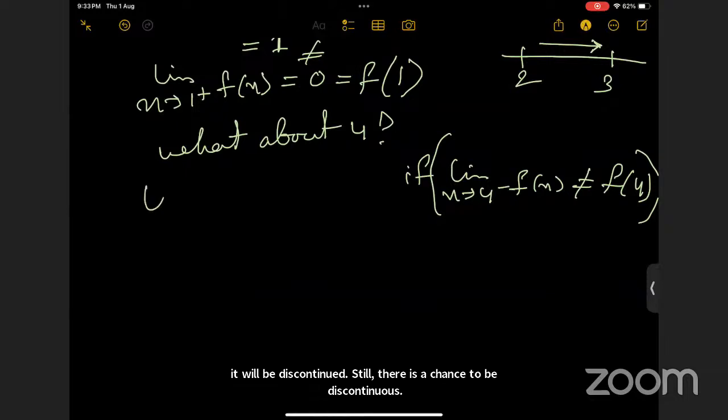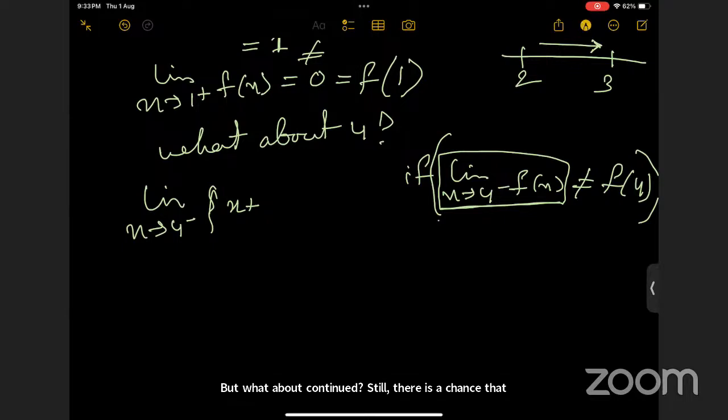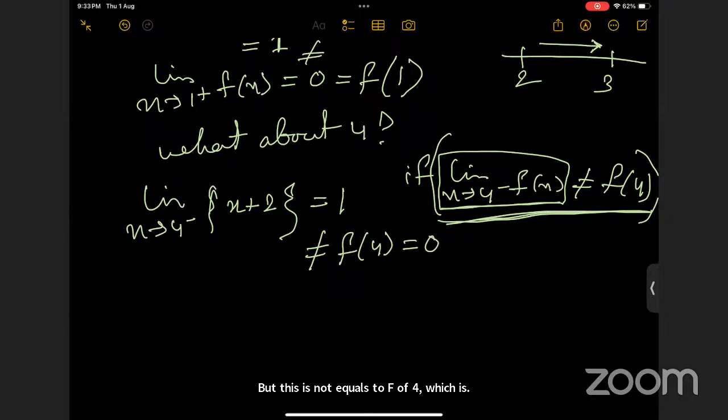Still there is a chance to be discontinuous, because we put exactly 4 in f(x). We will only consider 4 minus, because 4 plus is out of our domain. So the limit exists, but what about continuity? Still there is a chance that the function may not be continuous, right? Because of this condition. Then the limit will be 1, but this is not equal to f of 4, which is 0. Clear?